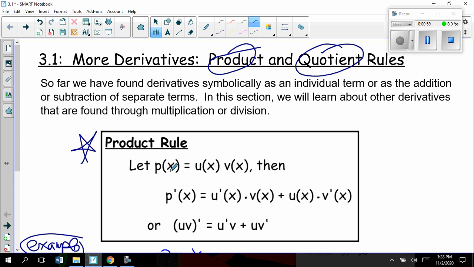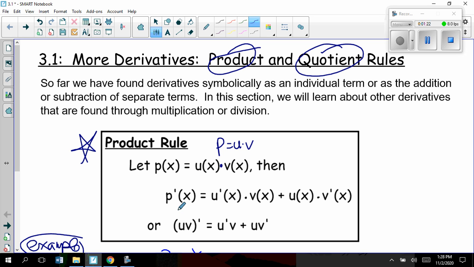Now I'd like to point out that these are function notation, so this is not times x. P of x is equal to u of x times v of x, and those are "of x," not times x. So here the product shows up as u times v. Another way to write this is p equals u times v. So if those x's confuse you, you can write it like this.